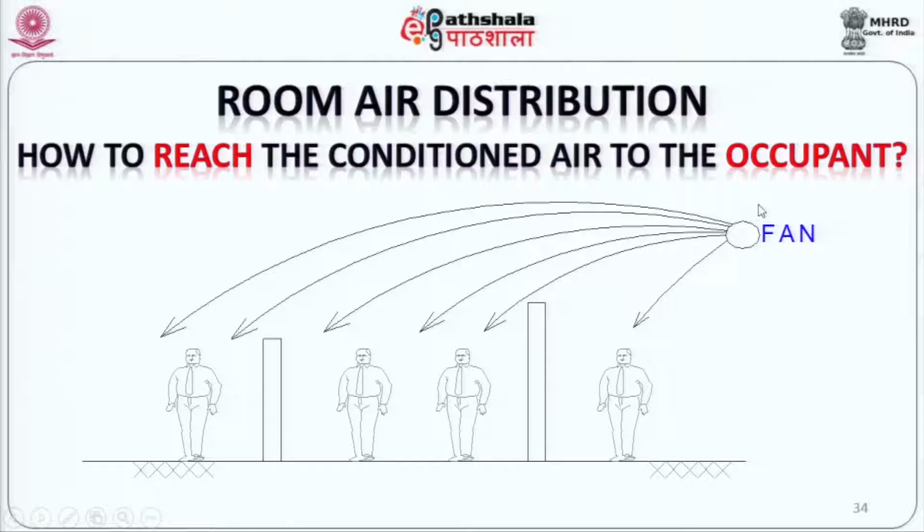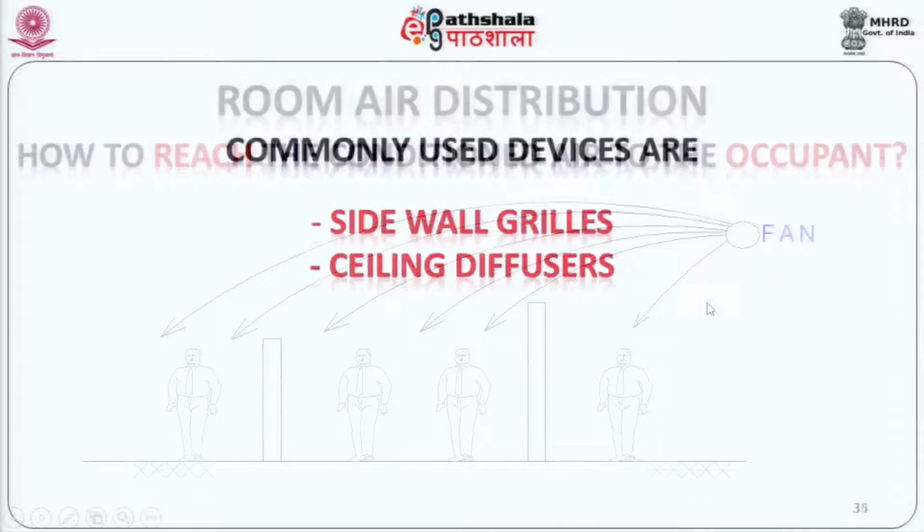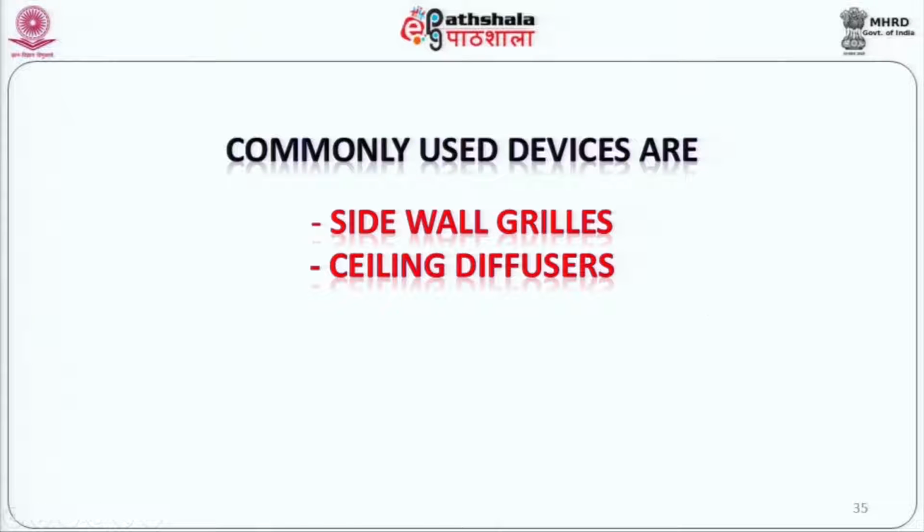In other words, schematically, one is looking at a device whereby you have a large fan cooling a large space with maybe small enclosures like this. In these small enclosures, how do you distribute air? How do you distribute air to get into every enclosure? The devices that one can use are basically sidewall grills or ceiling diffusers. The sidewall grills, as the name implies, are fitted in the wall, and the ceiling diffusers, as the name implies, are devices which are fixed in the ceiling.